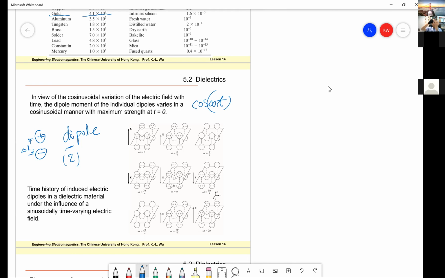and because the field changes with time, after omega t equal to pi over 2, the direction changes. So the polarization also changes. Those pictures describe when the electrical field is highest, lower, and then becomes 0. So there's no dipole, and then the direction changes, so the dipole changes direction. Again it repeats, oscillating and oscillating. So this is what happens within the dielectric when I apply an electrical field.